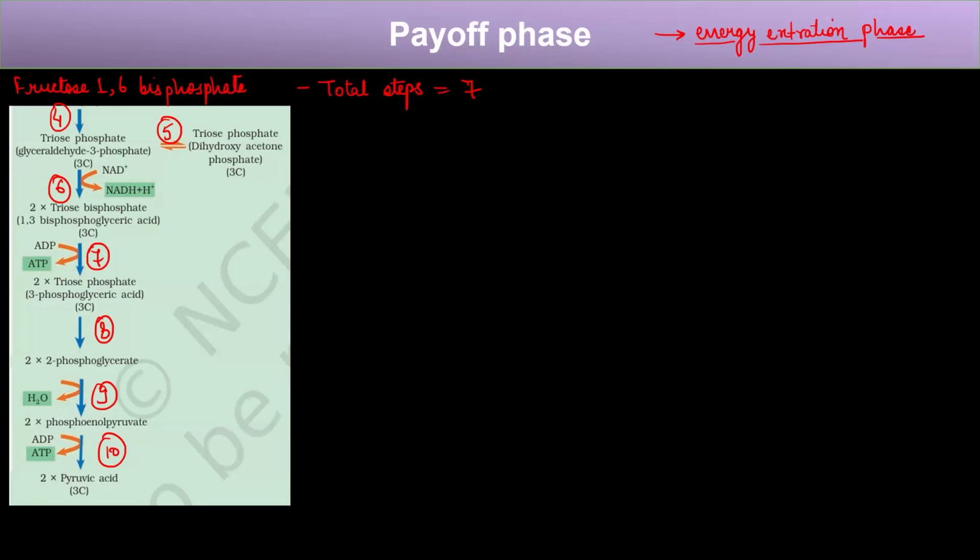Now, what happens in the payoff phase? At step 4, fructose 1,6-bisphosphate is getting converted into a triose phosphate, which means a 3 carbon containing phosphate, right? It will form a 3 carbon carbohydrate that has a phosphate group attached to it. This is what is meant by triose phosphate. And the name of this triose phosphate is glyceraldehyde 3-phosphate.